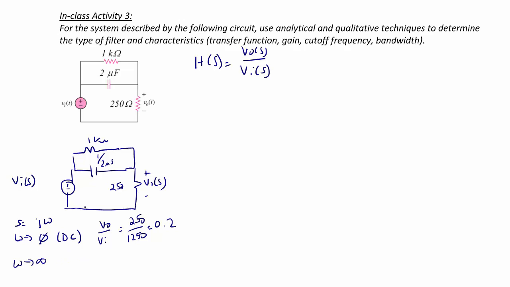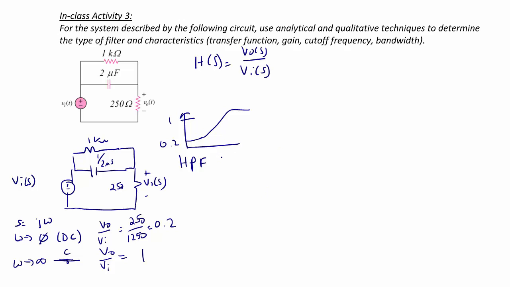Then, as omega goes to infinity, we know that the impedance of the capacitor goes to 0, which represents a short circuit. So when that looks like a short circuit, it shorts out the 1 kilo ohm resistor. So the ratio of V out over V I is equal to 1. So just by using what we have so far, we can see that we have something that at low frequencies is at 0.2, and at high frequencies it's at 1. So we already know, based upon the analysis we've done so far, that here we have a high pass filter.